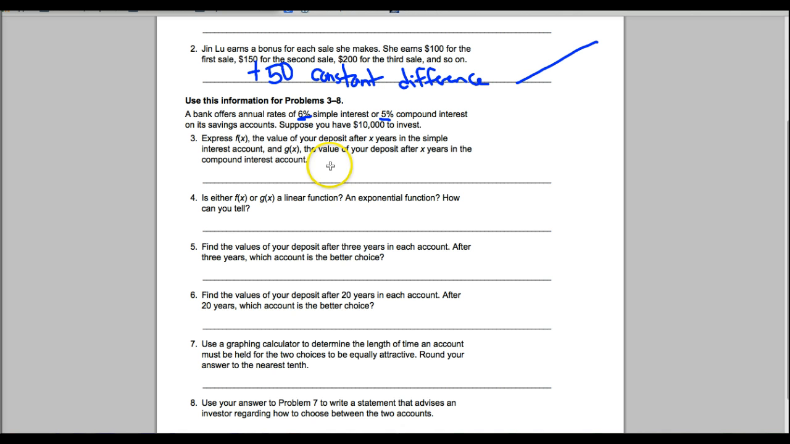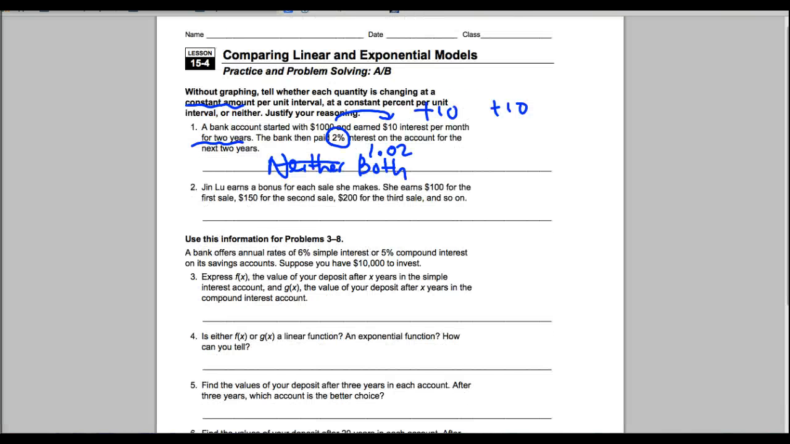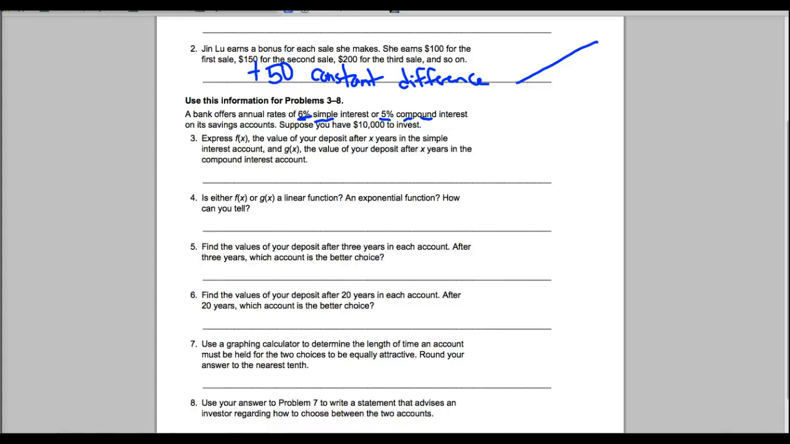So in order for you to solve this, you have to understand the difference between simple interest and compound interest, okay? Simple interest means the bank is just going to give you 6% of what you have, okay? 6% of 10,000. Compound interest is a little bit different. What I want you to do over here is just have that understanding of simple interest. So you see you have $10,000.